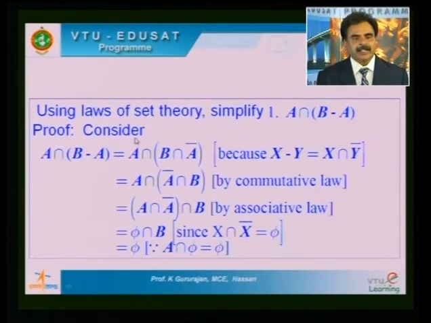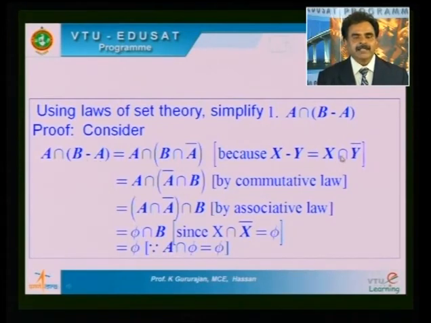We have seen earlier a number of laws concerning the set operators. Now, to begin with, consider A intersection (B minus A). We know what B minus A is. B minus A means all elements present only in B, not at all in A.